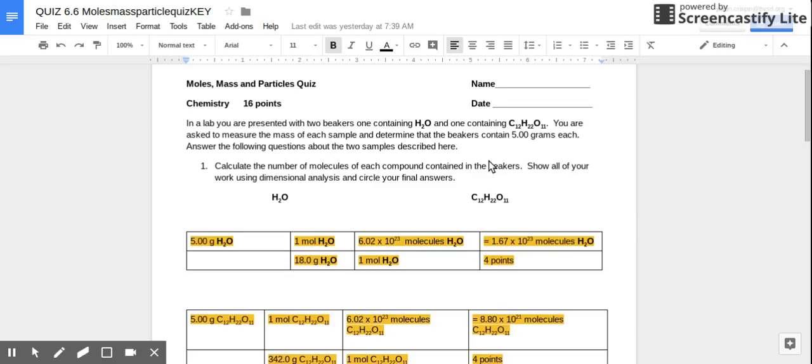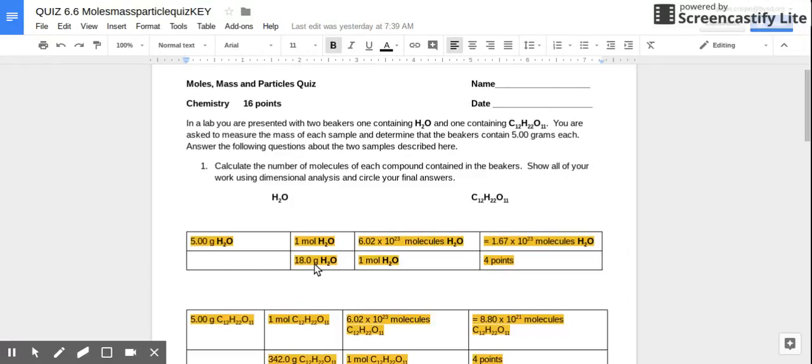So in the first question, essentially you had to treat it as if you could draw the two different beakers, and in one beaker you had 5.00 grams of water, and in the other beaker next to it you had 5.00 grams of sugar. And so the calculations that you had left and right, I have top and bottom. So here's what the basic setup should have looked like for the first calculation to figure out how many molecules of water there are in that 5-gram beaker.